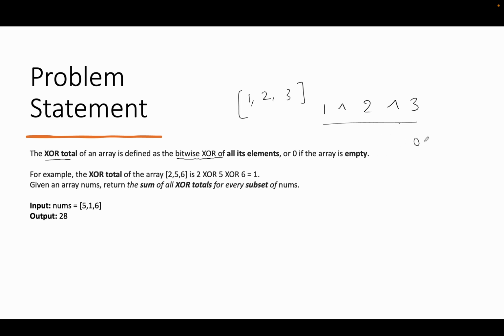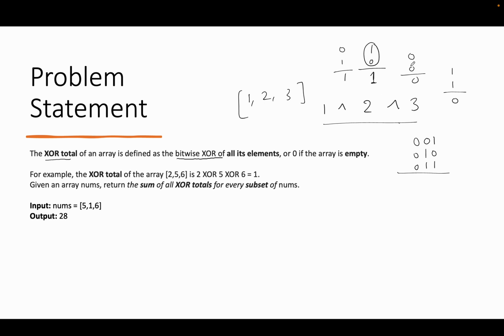So 1 is written as 0, 0, 1. 2 is 0, 1, 0 and 3 is 0, 1, 1. So we know that if we take XOR of 1 and 1, it's 0. We take XOR of 0, 0, it's 0. XOR of 1 and 0 is 1. 0 and 1 is 1. So if there are an odd number of 1s, then it's 1.